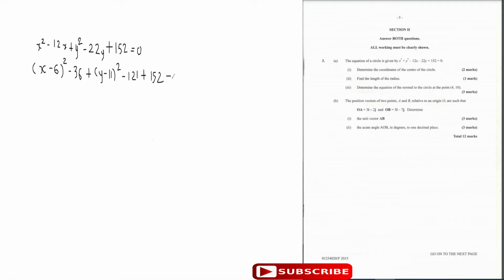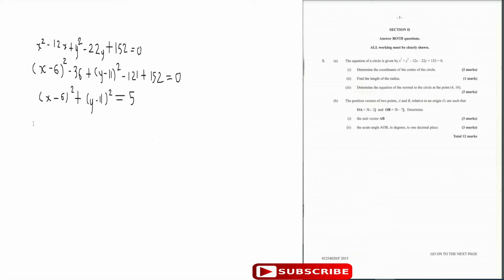If we put this in its standard form, what we're going to get is x minus 6 all squared plus y minus 11 all squared, and then we notice we have minus 36 minus 121 plus 152. We can bring all of those to the other side, minus 36 minus 121 plus 152, and so it's equal to 5.